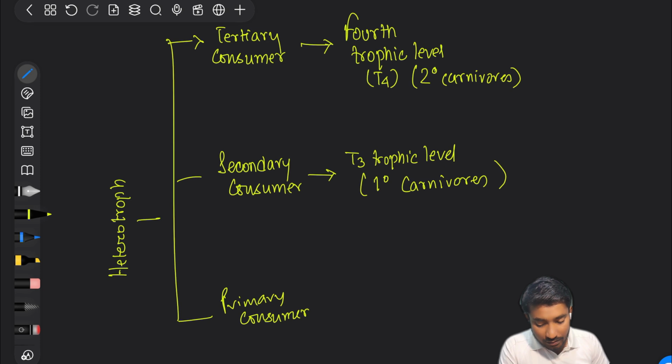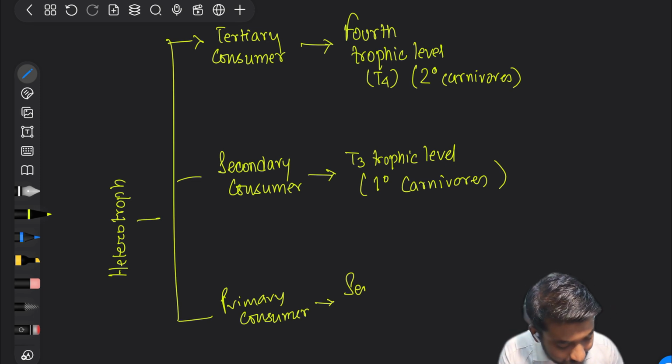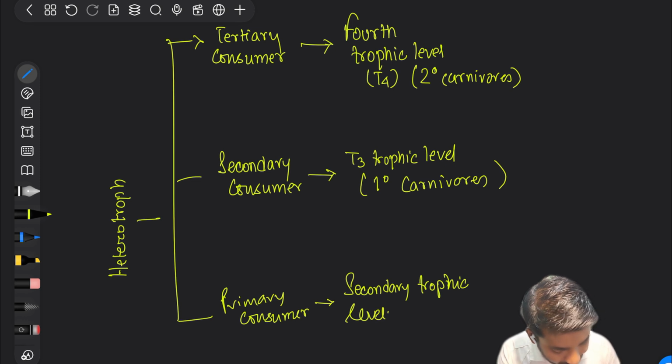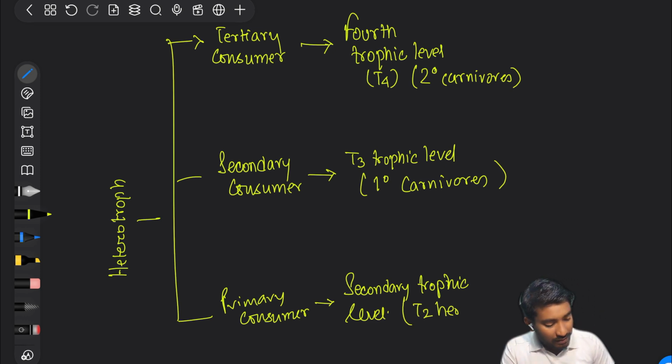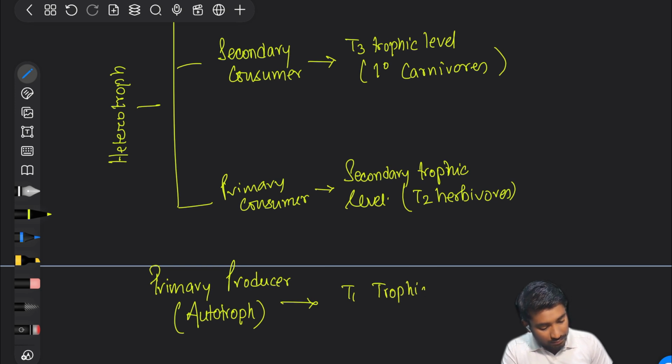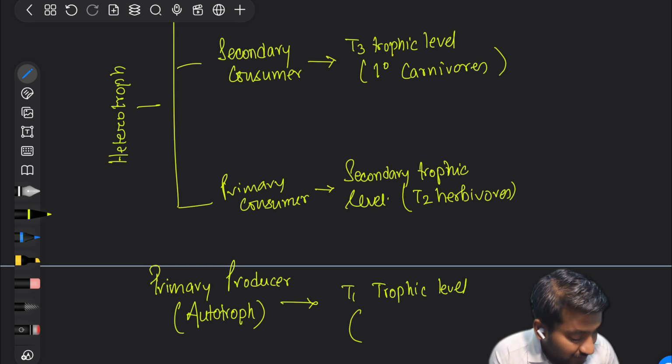Okay, now the primary consumer is known as the secondary trophic level, the T2, the herbivores. Okay, now the primary producer is the T1 trophic level, where the green plants are situated.